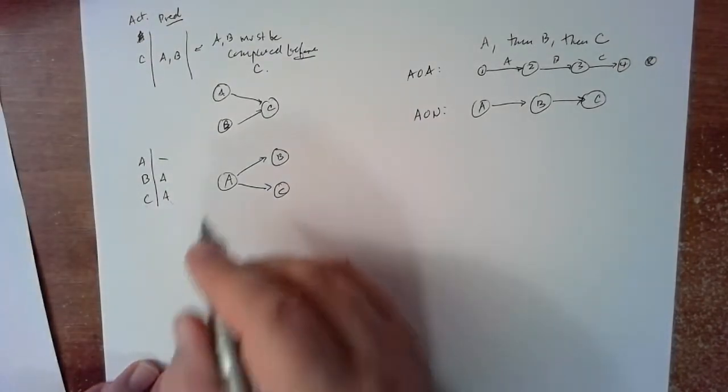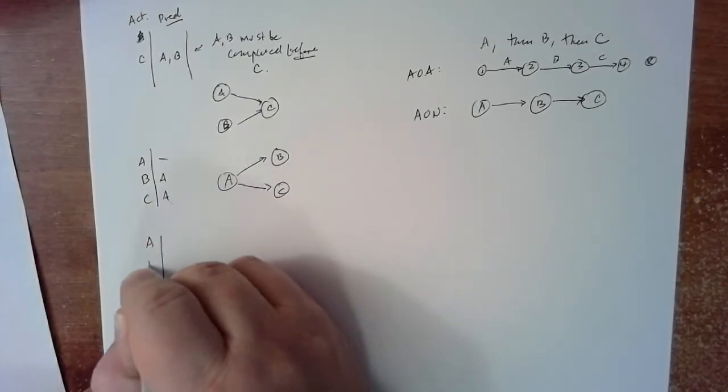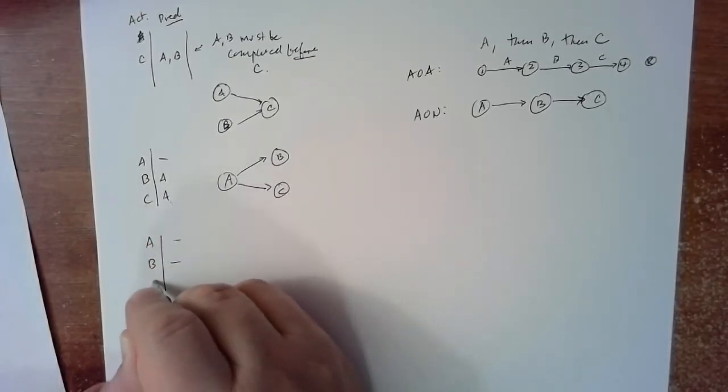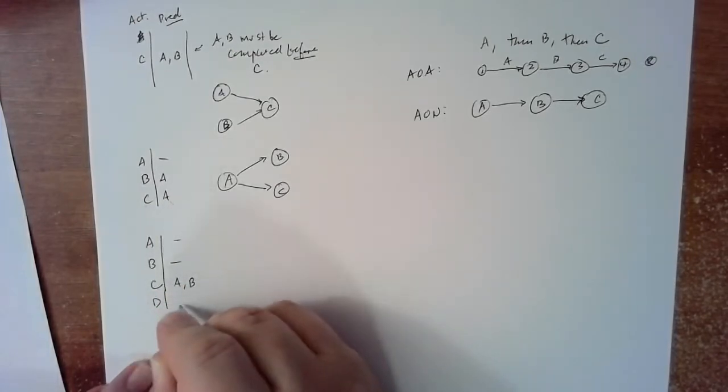Now, let's try another one. What would this one look like? A, B, C, then A, B, D, A, B.